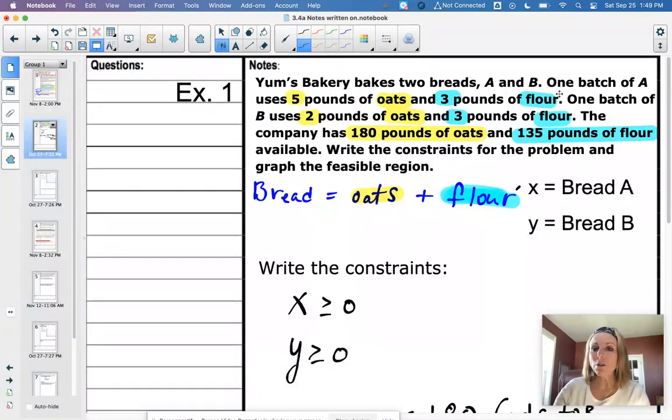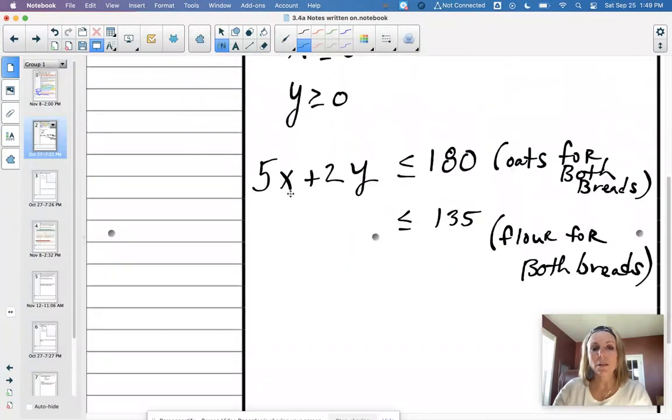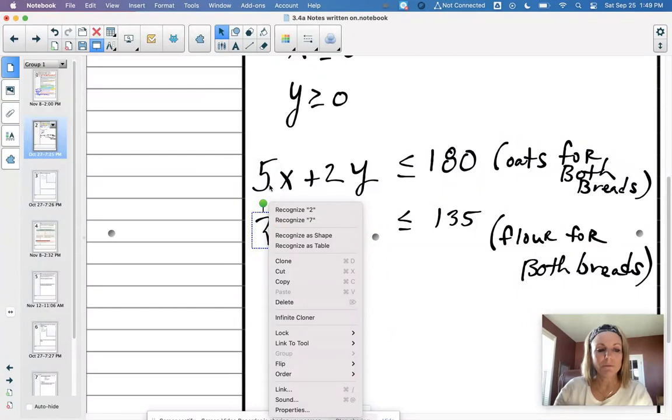5 pounds of oats go with A. That's why it's 5x. 2 pounds of oats goes with B. That's why it's 2y. The same thing with flour. A uses 3 pounds of flour. B uses 3 pounds. So that constraint's going to be 3.